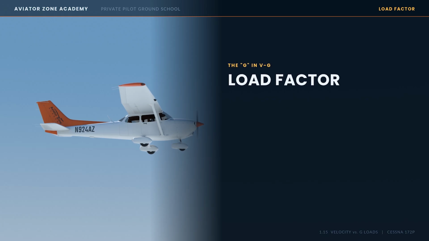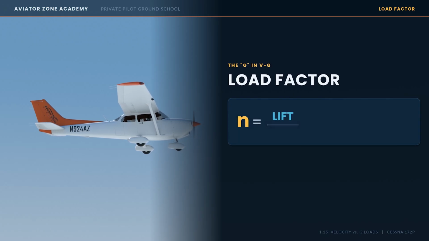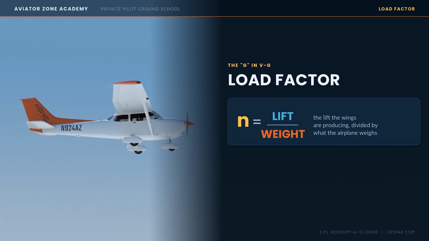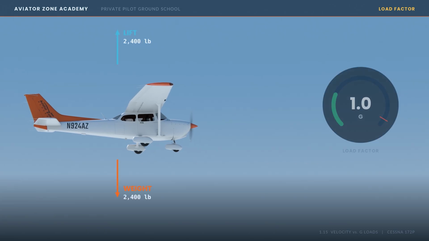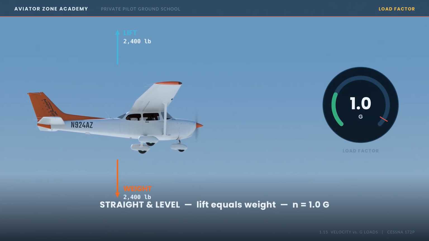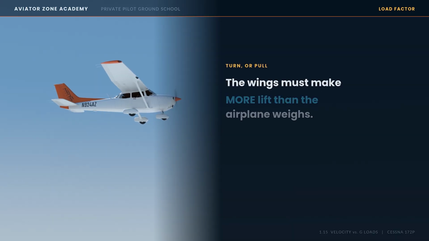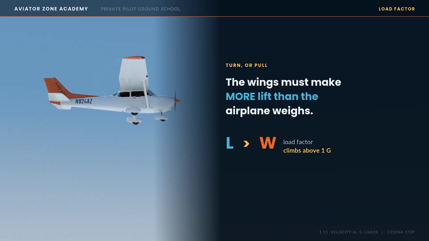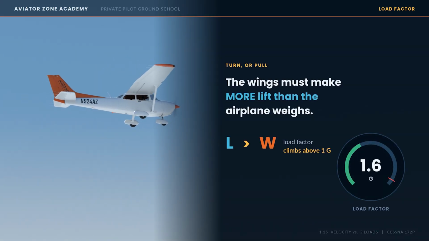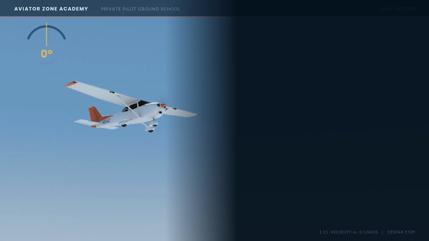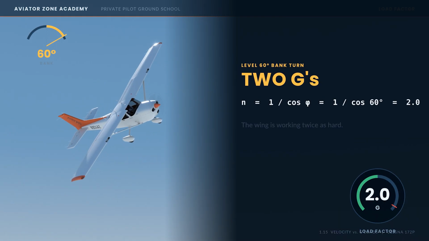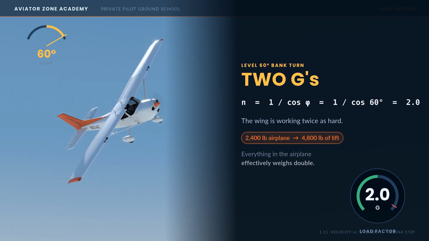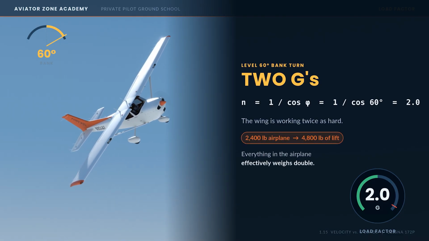Load factor is simply the ratio of lift the wings are producing to the actual weight of the airplane, and we express it in G's. In straight and level flight, the wings support exactly the aircraft's weight, that's 1 G. But the moment you turn or pull, the wings have to produce more lift than the aircraft weighs, and load factor climbs. In a level 60-degree bank turn, you're pulling 2 Gs, and the wing is working twice as hard. Everything in the airplane effectively weighs double here.